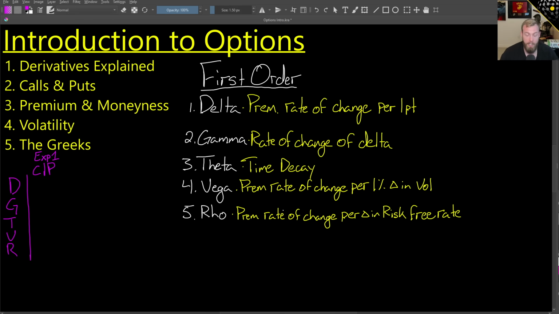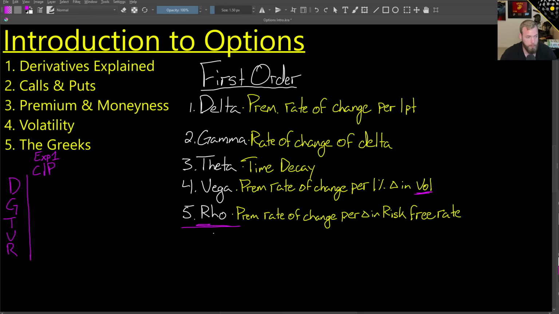Then we have Vega, which is the rate of premium change per 1% change in volatility. Remember how I was telling you that volatility is a big input in an option's price. So this tells us as volatility changes over the life cycle of an option, what is the premium rate of change? How much is the premium going to change based on the movements in volatility? That's Vega. And then Rho.